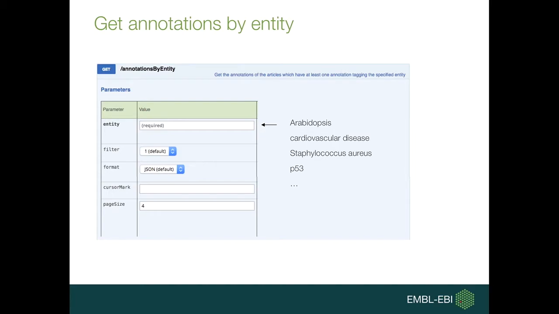So how does it work? Let's say you're interested in research on Arabidopsis. It's a common plant model organism. In this case, you would input Arabidopsis as your entity of interest and retrieve all Arabidopsis annotations available via the platform. You should note here that an entity doesn't have to be a single word. You can of course also use a phrase, for example, cardiovascular disease or Staphylococcus aureus.